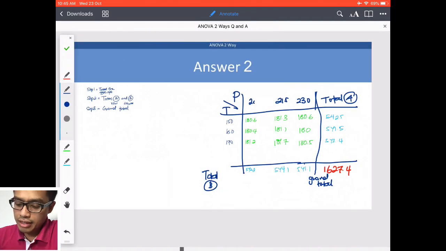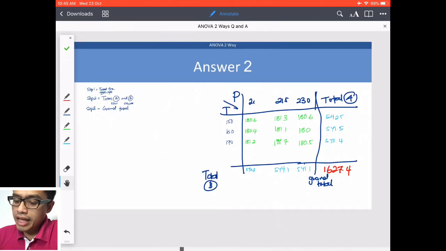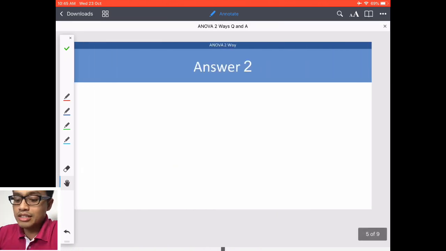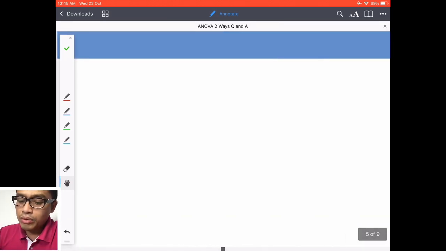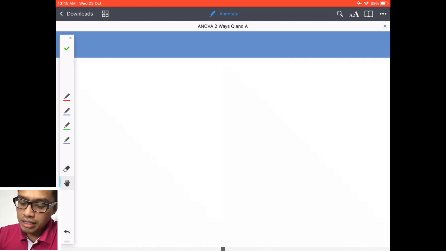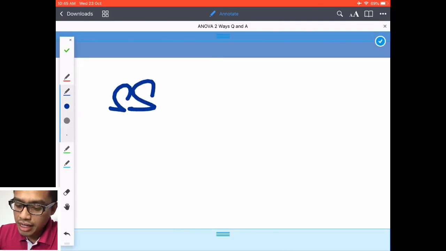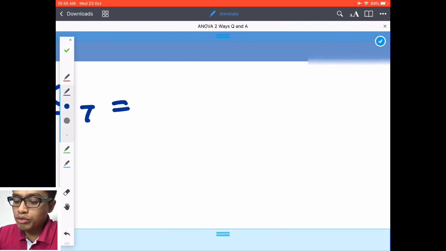Alright. Done. Next, we must find the sum of squares. I always like to start, like I said previously, with S total. So you have to take one by one each of these numbers and square them. You can write the whole numbers, or you can just do it like this.